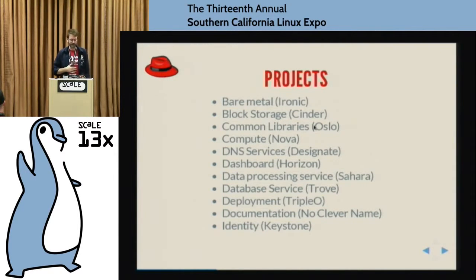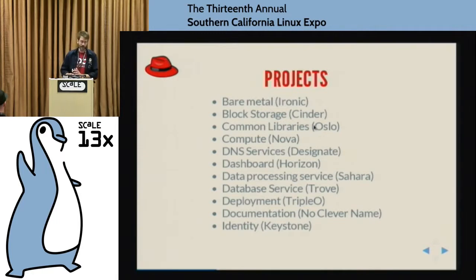DNS as a service is the Designate project. Dashboard, the Horizon, is the web dashboard. Sahara is a fairly new project that allows you to deploy Hadoop automatically on OpenStack. So you could have an enormous Hadoop cluster scaling as your data needs increase. That's still kind of young, but it's a really exciting project to watch.